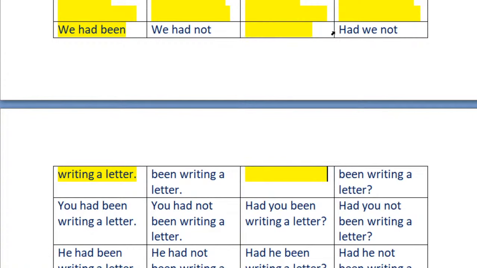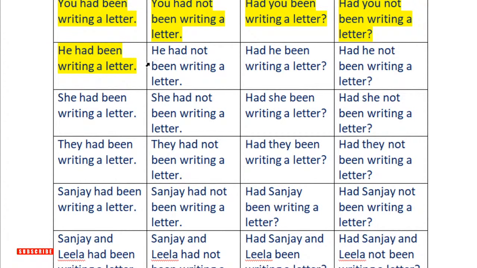Had we not been writing a letter? Let us see. You had been writing a letter. You had not been writing a letter. Had you been writing a letter? Had you not been writing a letter? Then other examples are: he had been writing a letter. He had not been writing a letter. Had he been writing a letter? Had he not been writing a letter?